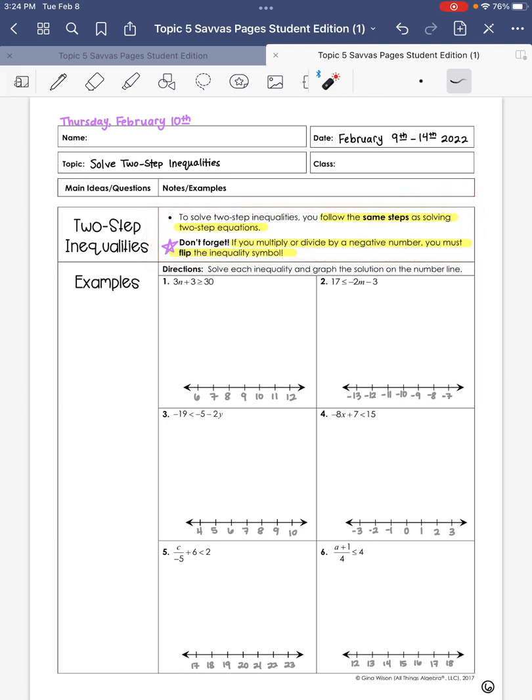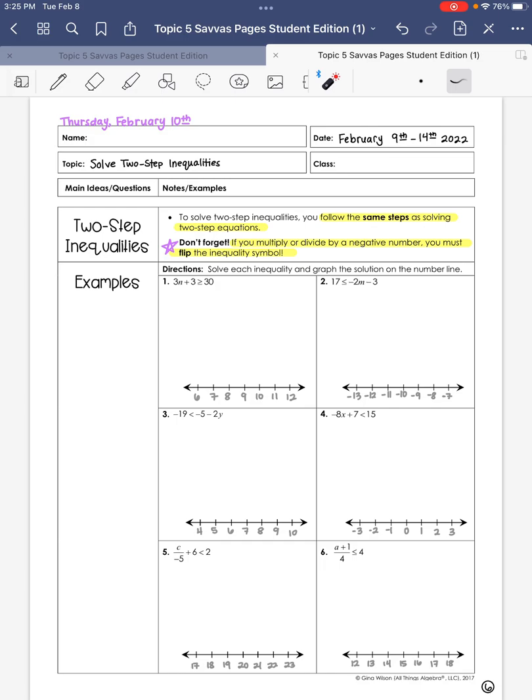First of all, to solve two-step inequalities, you follow the same steps as solving two-step equations. So remember, we're still using those inverse operations. You have to use those inverse operations to undo something so that you can simplify your equation and get the variable by itself. But don't forget that if you multiply or divide by a negative number, you must flip your inequality symbol. We've been doing that when we've been solving one-step inequalities. So now that we're adding a second step, let's not forget that if you multiply or divide by a negative, you still have to flip your inequality symbol.